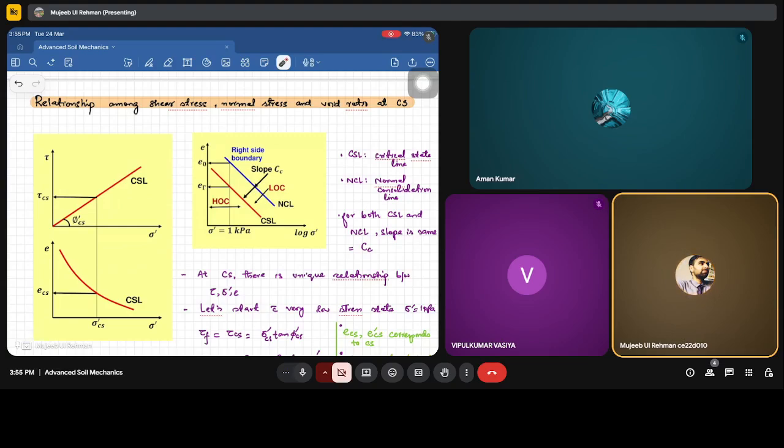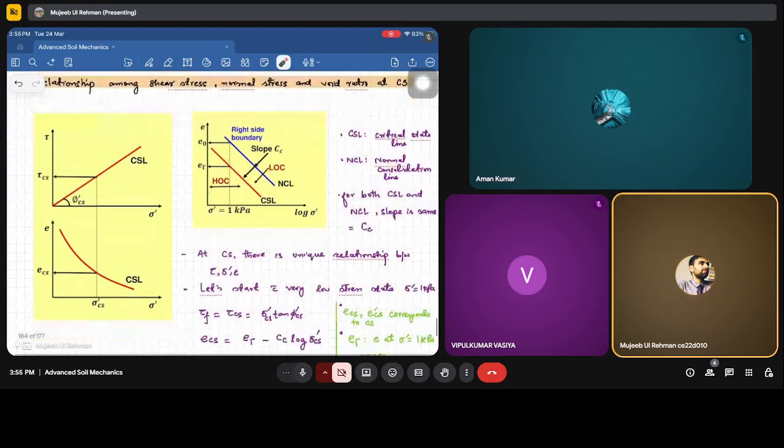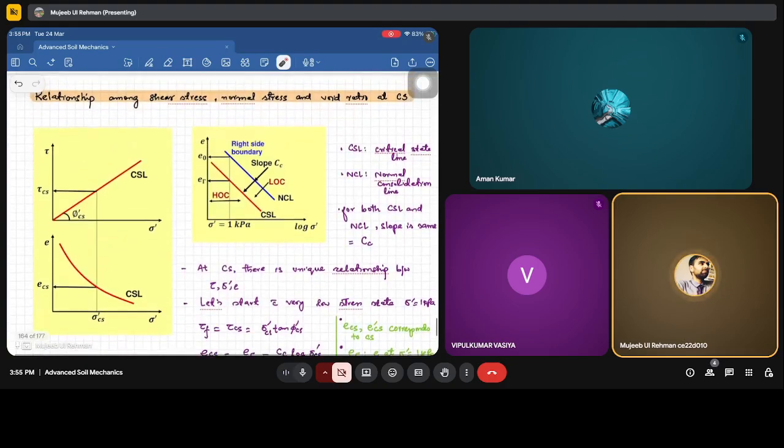First, we are going to recap the lecture notes for this topic: the relationship between the shear stress, normal stress, and the void ratio at the critical state. This is a typical stress strain plot that we have seen in the previous lectures also. Earlier it was a failure line, now it is replaced by phi critical state. It means that this tau corresponds to the critical state, and this is the critical state line. Tau can be written in terms of the critical state line: tau is equal to sigma times tan of phi CS, correct? We can write it.